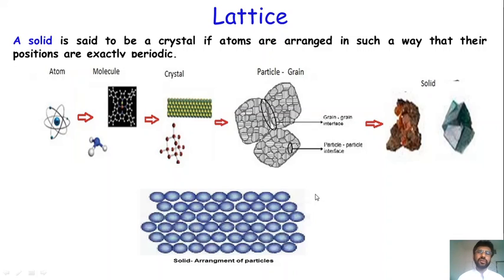Dear students, we know that a solid is nothing but a rigid body. And the solid is said to be a crystal if the atoms are arranged in such a way that their positions are exactly periodic. Simply, you can define the solid like that. But now how does the solid form? How does the solid have that rigidity in nature? So in this way we can see the formation of the solid.